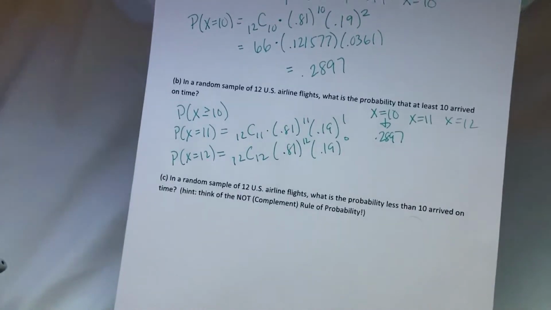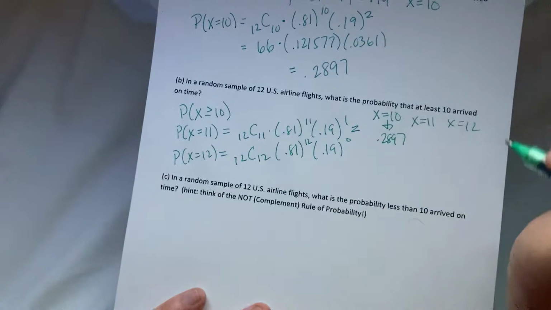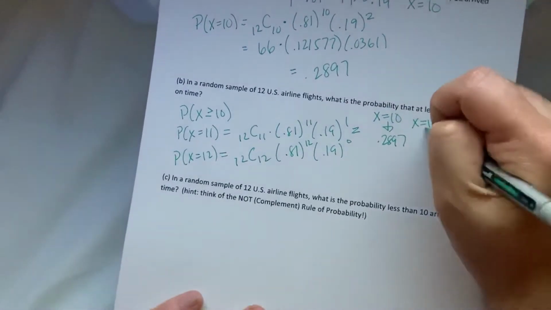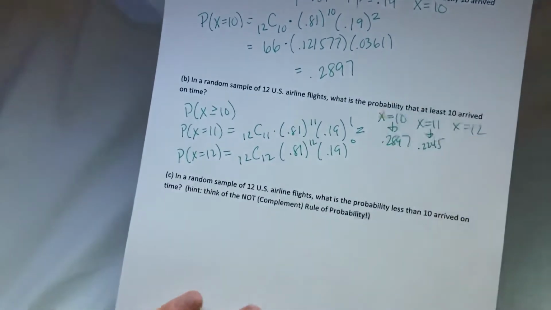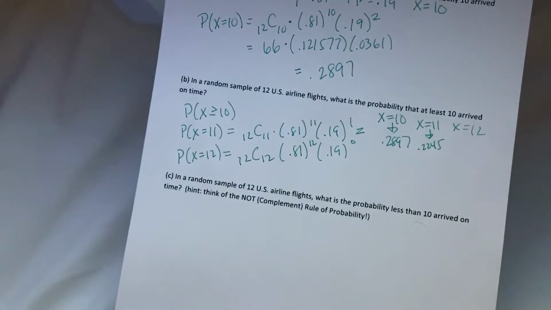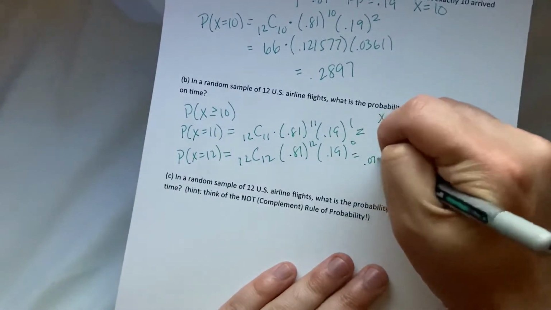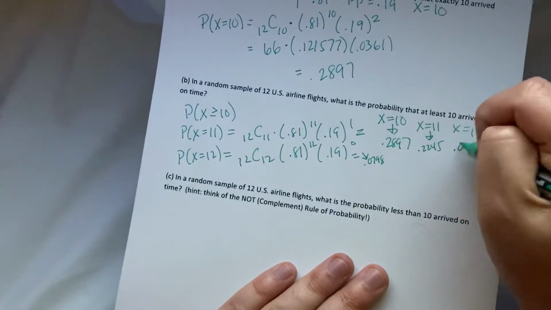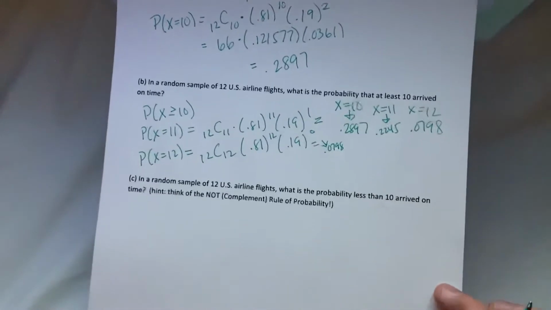But let's get some of our decimals here. This one is 0.2245. And then the last one is 0.0798. So these are all the probabilities of x being 10, 11, or 12.